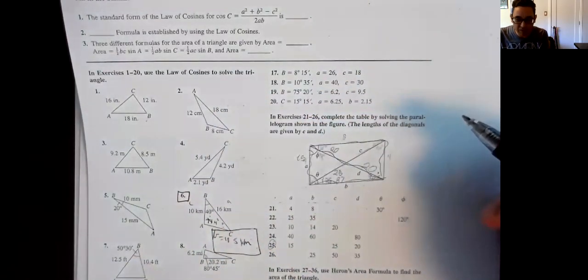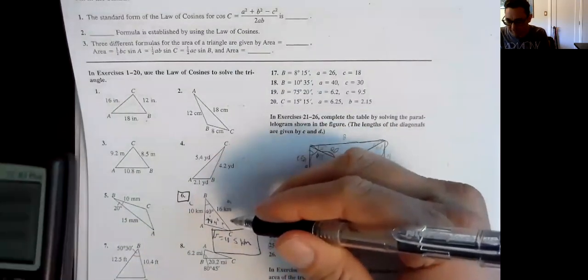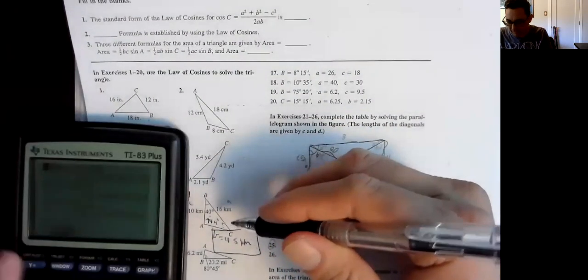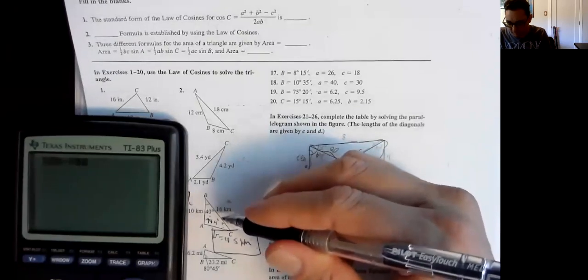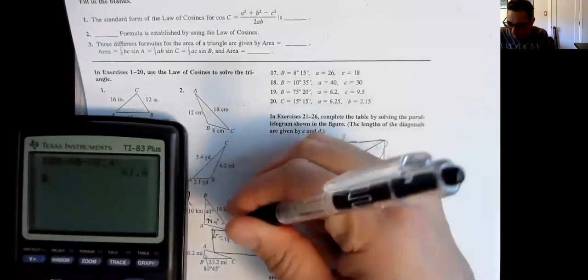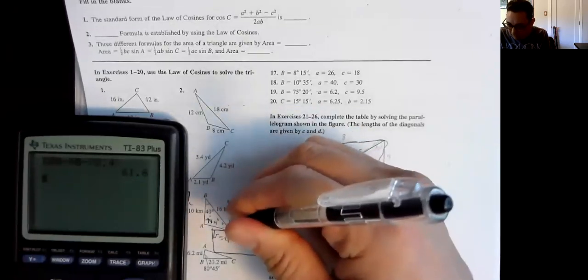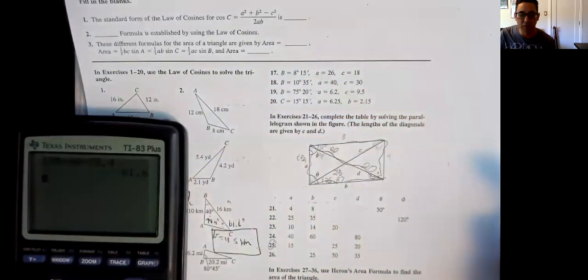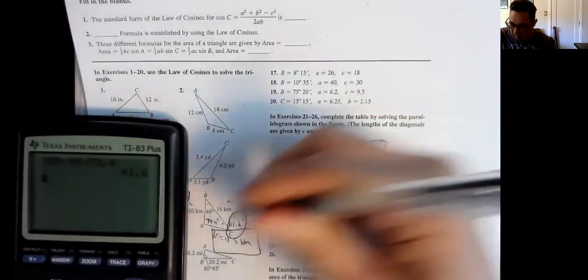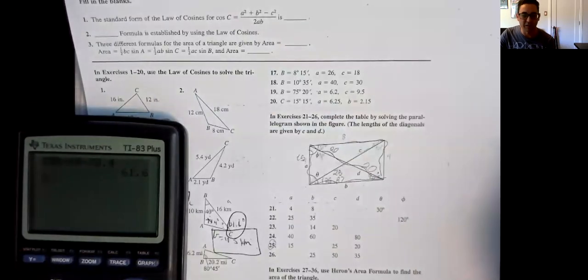I can do that, but it's actually a little faster to just use my calculator and say 180 minus the first angle I know, minus now the second angle I know, and I get 61.6 degrees. So that is angle C, 61.6 degrees. And now I've solved the triangle.